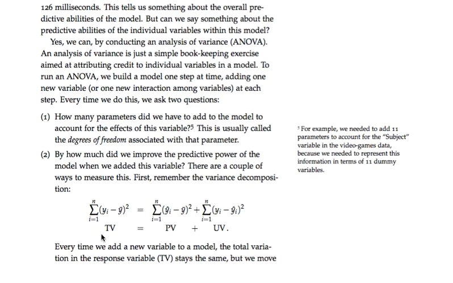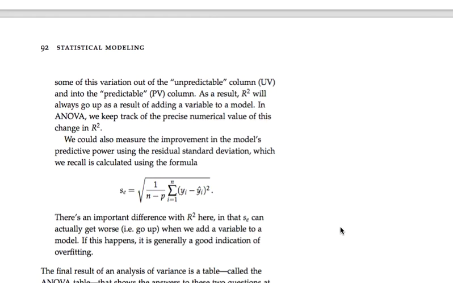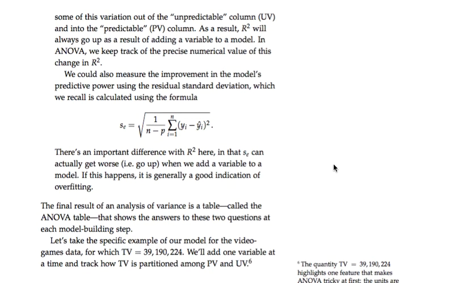Okay, so TV always stays the same when you add a new variable to the model, but you take some variation out of this column and you move it over here. TV always equals PV plus UV. And so what that means, if you go back to the formula for R squared, is that every time you add a new variable to a model, R squared always goes up, and in an analysis of variance, an ANOVA, we keep track of how much R squared goes up. The precise numerical value of that change. Another way that you could measure this improvement in predictive performance is using the residual standard deviation. And you recall that's calculated with this formula right here.